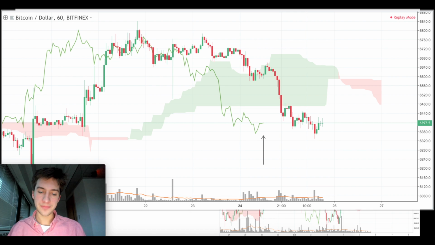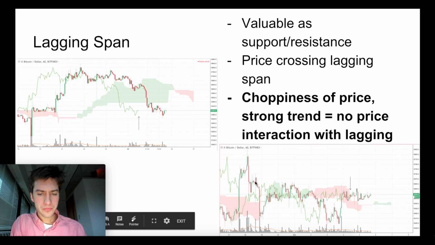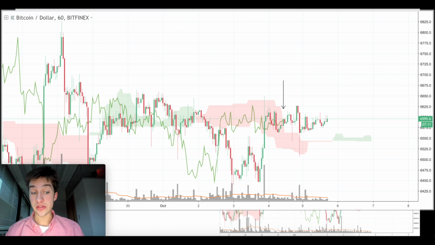But on the flip side, when we go back into this one here, we can see periods where, currently right now where the arrow is pointing to, price is touching the lagging span. That means that we're in a choppy market right now, and the market's probably going to remain choppy until a strong trend emerges.